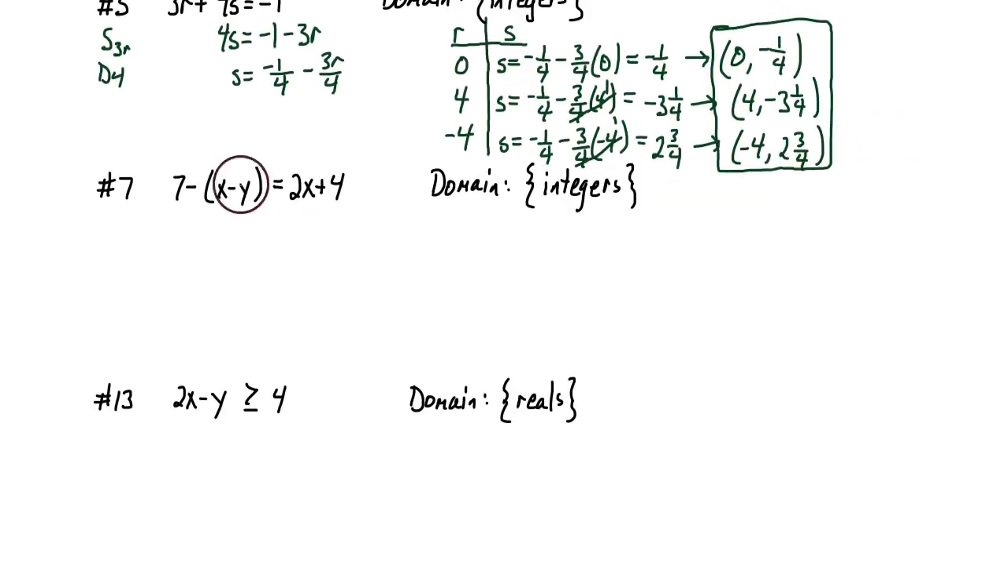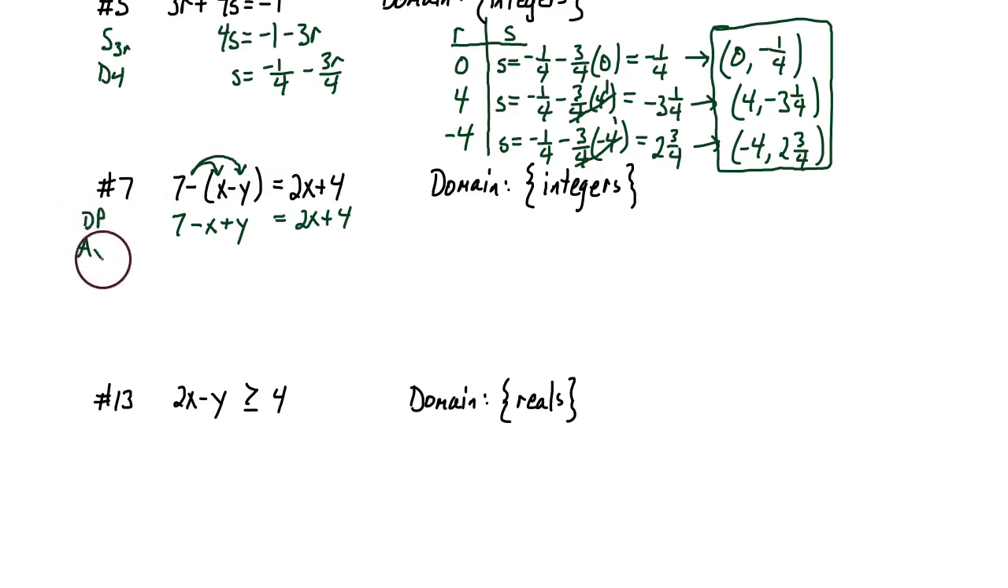Number 7, let's use the same systematic approach where you solve for one of the letters. So let's try to get the letter y alone on the left side. First, do the distributive property. We get 7 minus x plus y equals 2x plus 4. I'm distributing that negative sign to the terms in the parentheses.